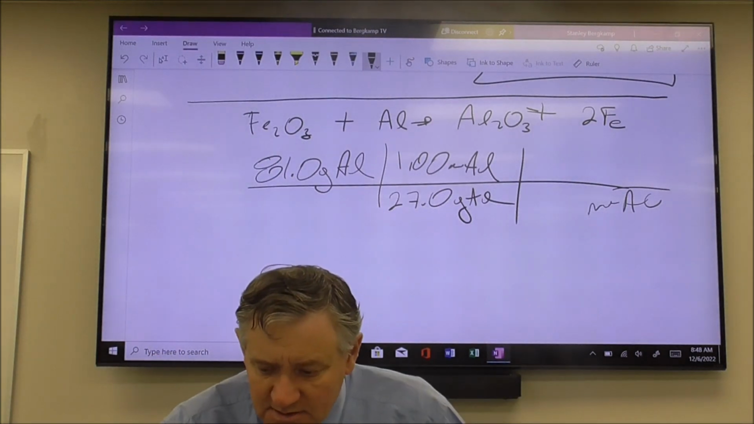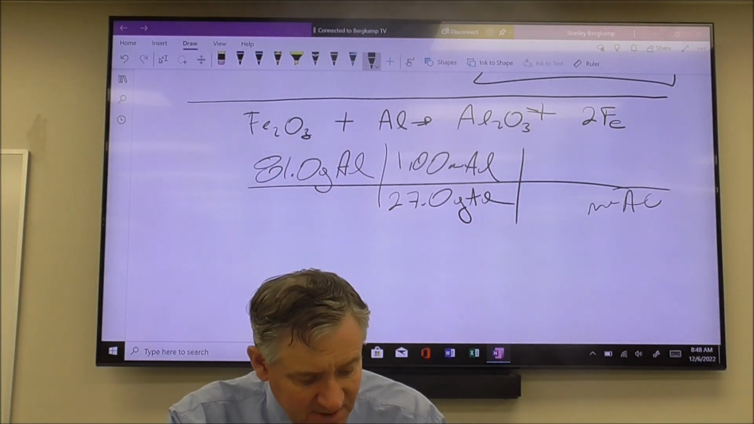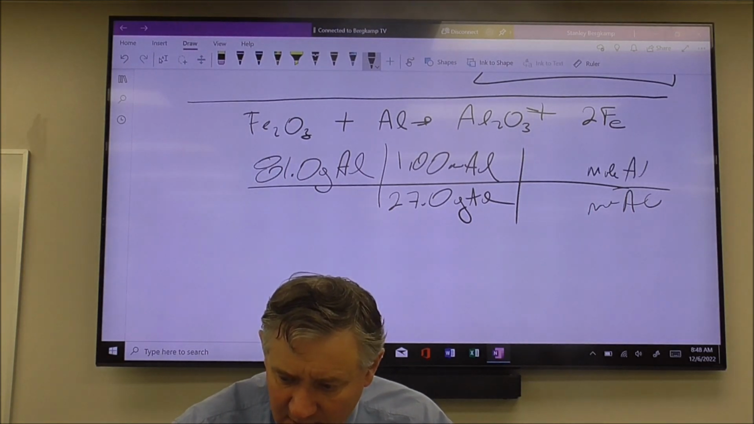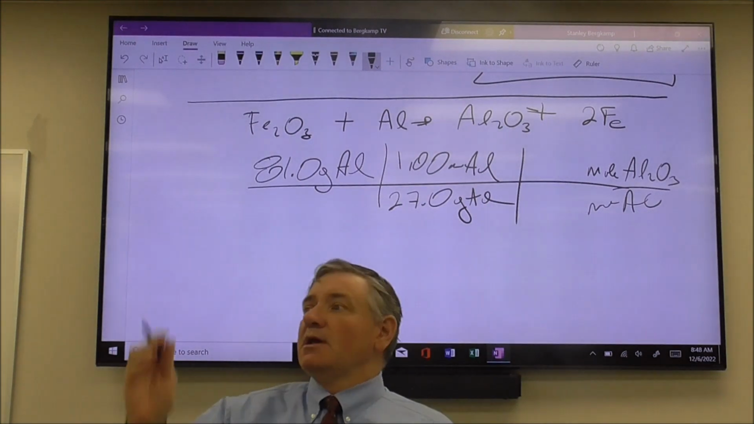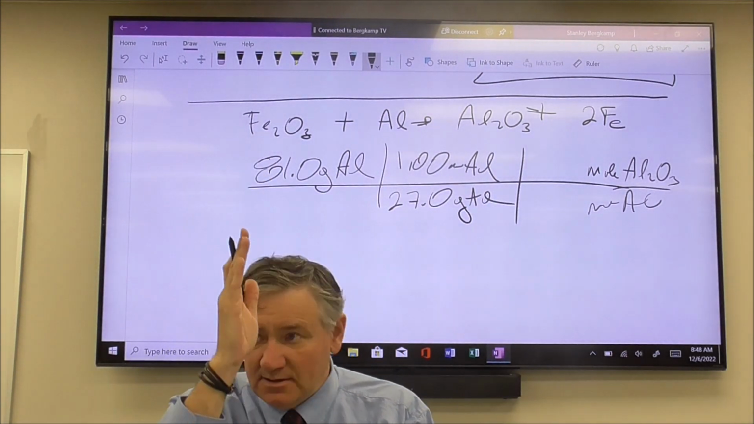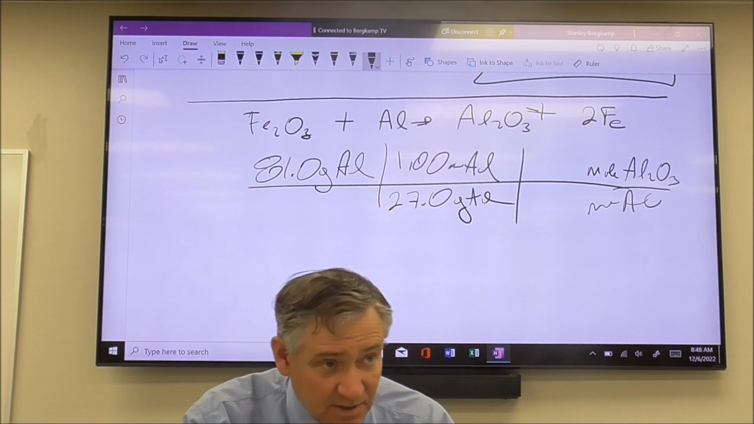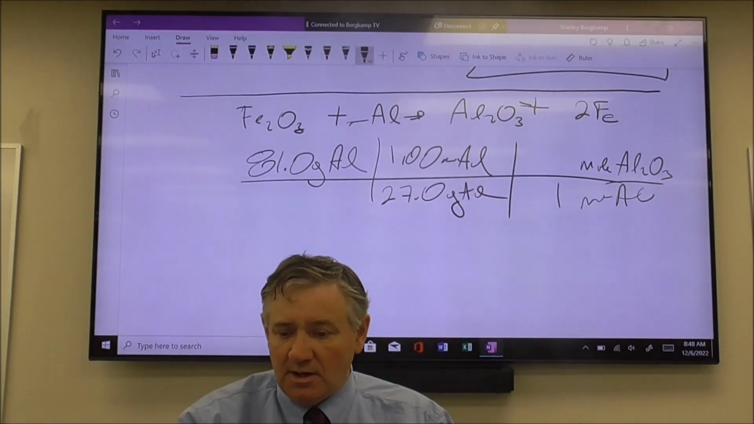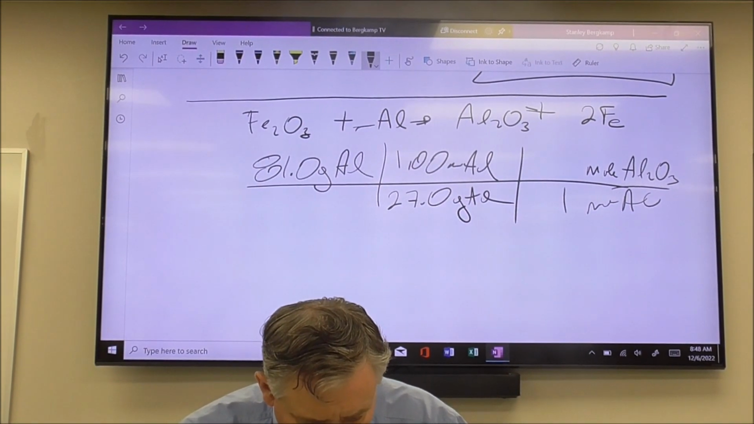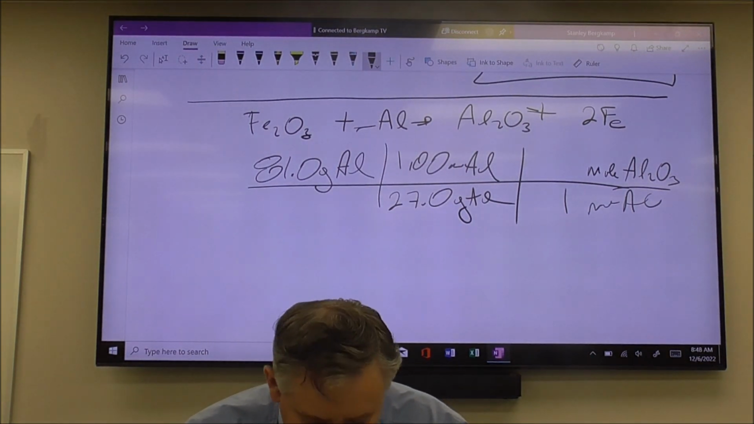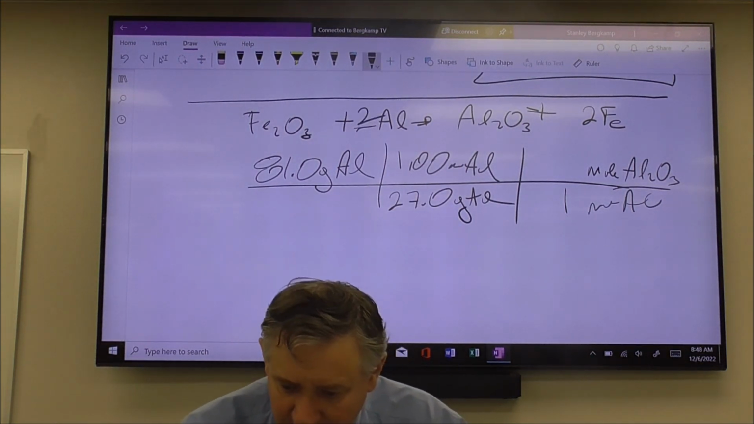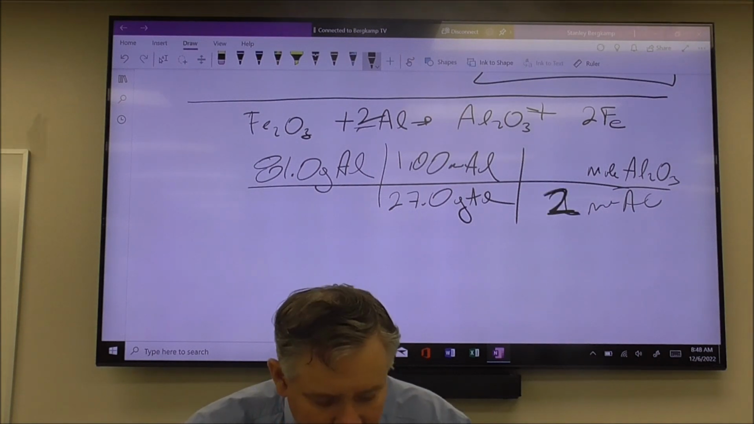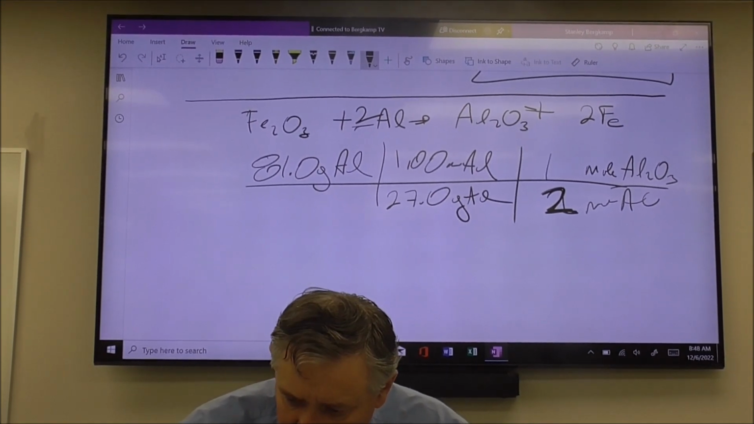In this case, you're asked to figure out how many moles of aluminum oxide. So now I'm going to put moles of aluminum oxide up here. Now I'm going to look at my balanced equation. In front of the aluminum there's a 1, in front of the aluminum oxide there's a 2. I wrote that down wrong, my bad. There's a 2 in front of the aluminum. So I've got 2 and then 1 mole.